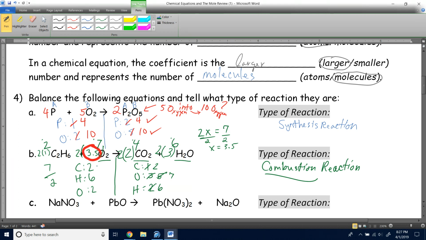Make sure you review this if you need a little bit more help, and make sure that you understand that this is a common process to get rid of this decimal right here.